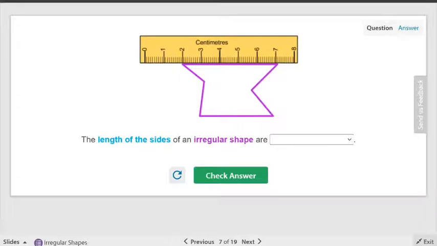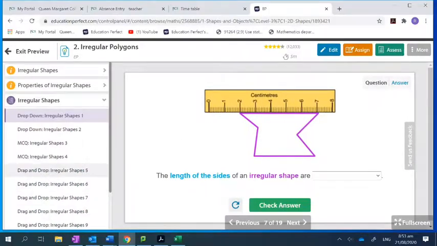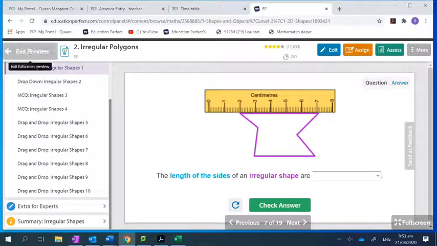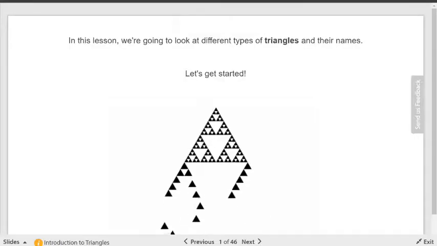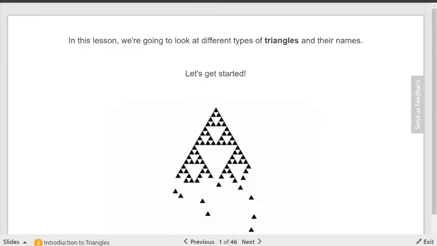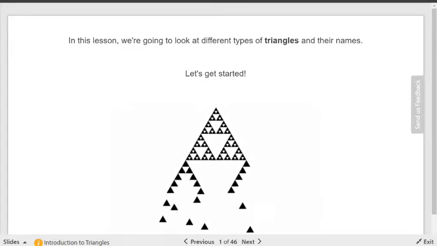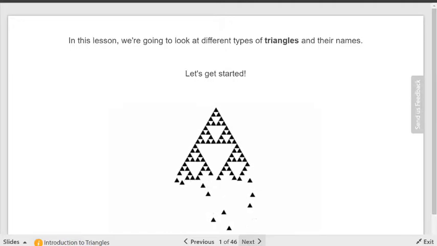Now you're going to spend a little time measuring. So when you do your homework, you will be measuring those. Okay. One of the most common shapes that we're going to use, we're going to look at triangles. So we're going to look at different types of triangles and their names.